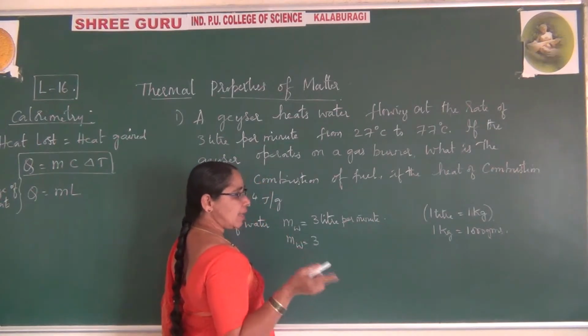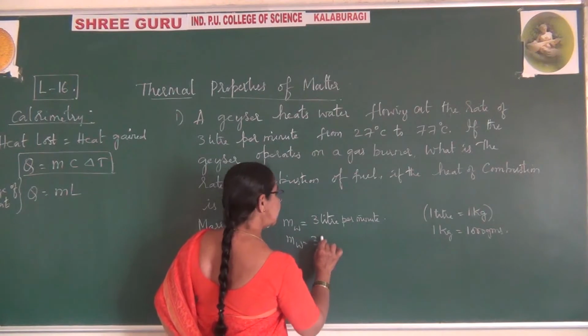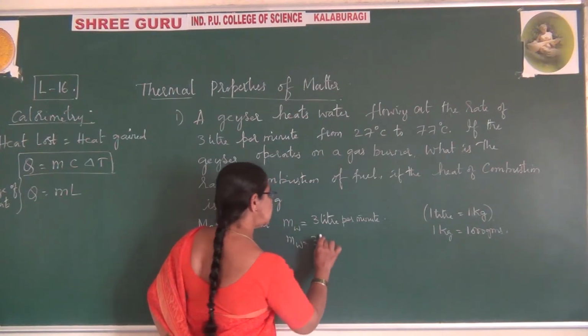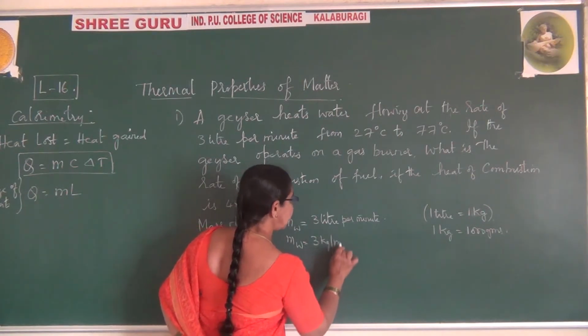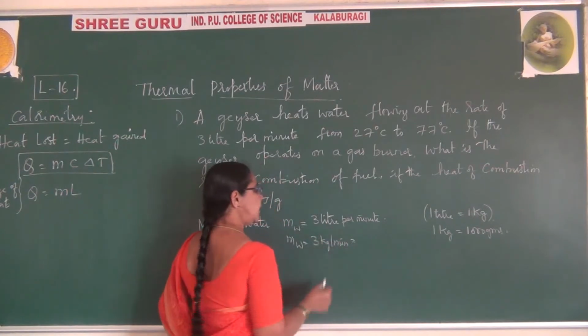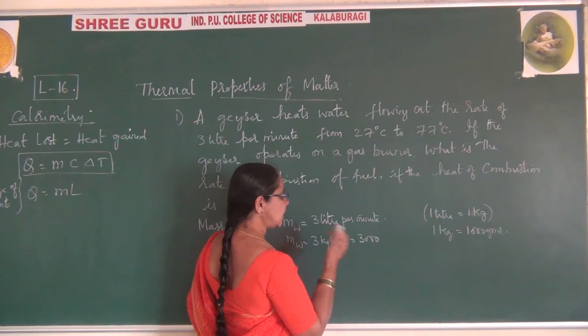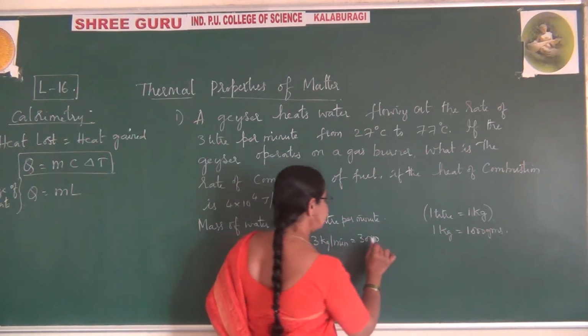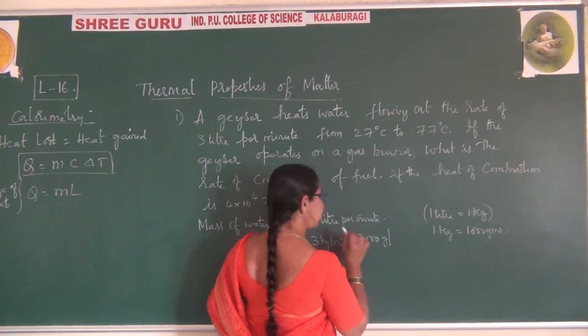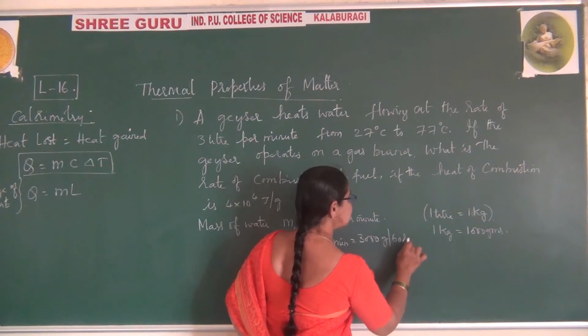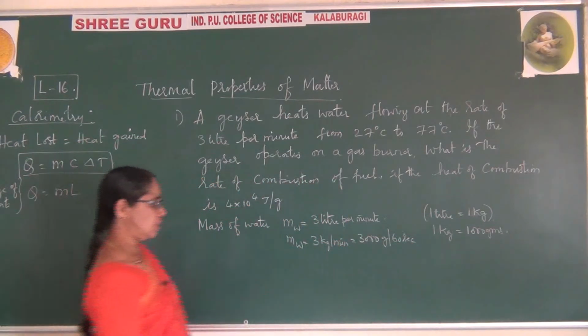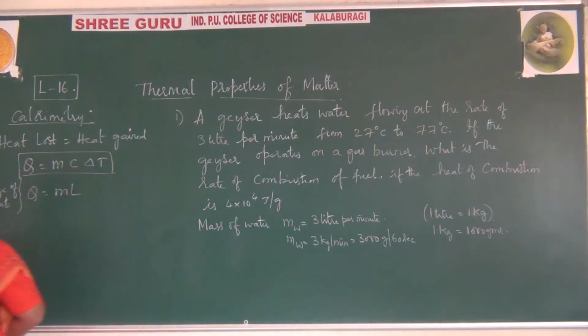1 kg, and that can be written as 3 kg, and 3 kg per minute. So I write 3 kg per minute, and that is converted to 3000 grams for 1 minute, equal to 60 seconds. I think you are able to catch it. Per minute means it is equal to 60 seconds. So that you can convert here.